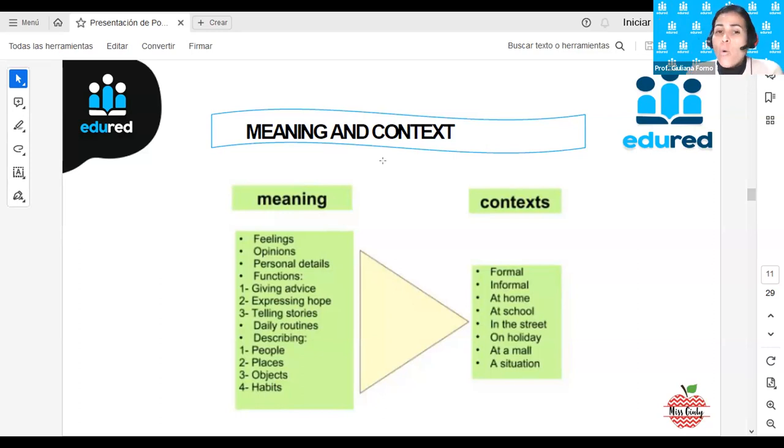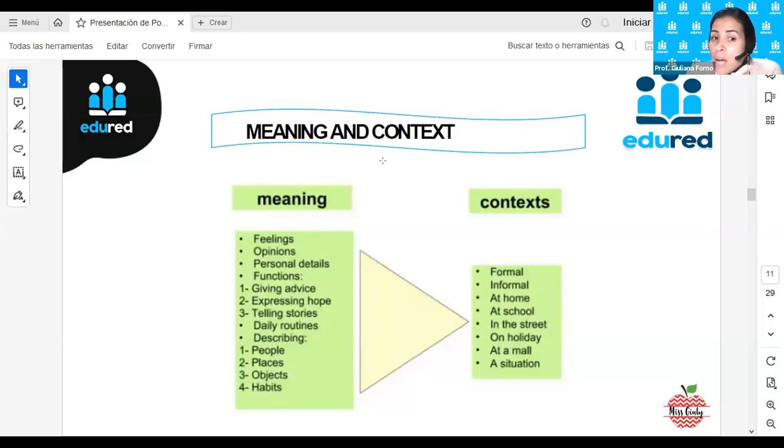So, in meanings, we are going to give them what we want them to say. For example, feelings. Today, you are angry because you had a problem with the internet, and you are going to write a letter to Claro to complain, for example. Or an opinion. What do you think about the last Transformers movie? Because it was made in Peru, and there was Cusco City, Inti Raymi. In your opinion, was the movie good or not? Personal details. Tell me about your last holiday. Tell me what you ate yesterday. Or tell me, how do you feel in your school? How do you feel learning English?